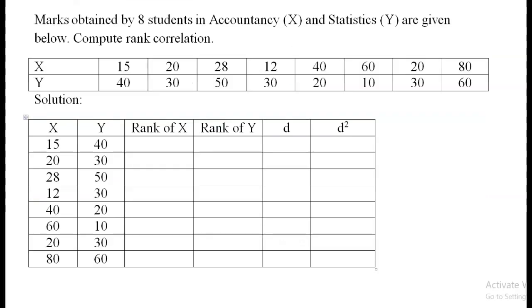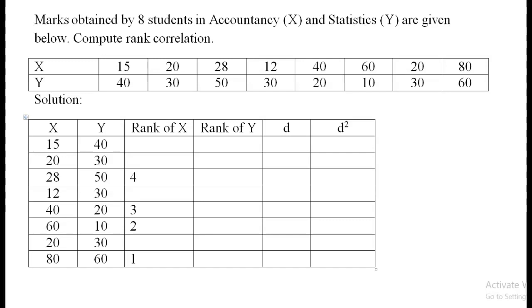Next one, here also the marks obtained by 8 students in accountancy and statistics are given below. We have to find the rank correlation, right? So first we will fix the ranks for x and y. So here 80 is the maximum. Next one is 62, 43, 28, 4, 20. So 20 is repeated 2 times.